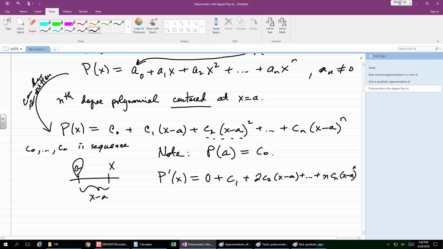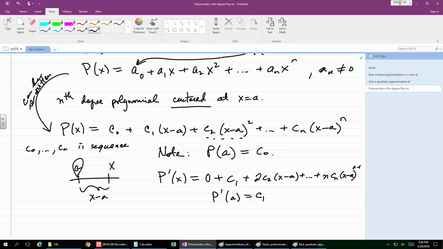As you can see, what has happened is the derivative of an nth degree polynomial centered at a is a degree n minus 1 polynomial centered at a. It's still centered at a. And it turns out that C1 is actually P prime of A. So the first term in our polynomial is in fact the derivative at that point A.